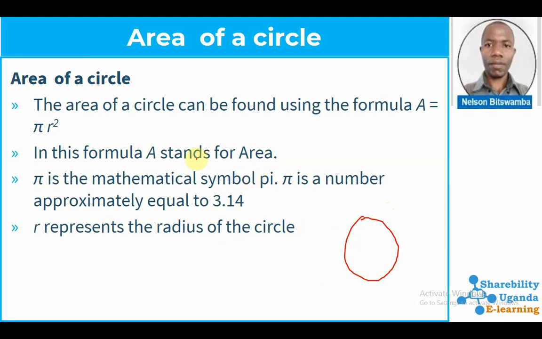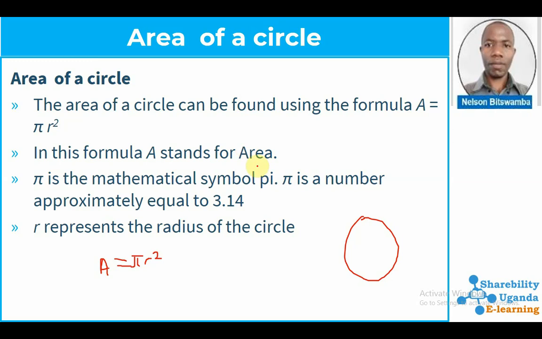So we have to apply a formula to find the area of this circle. In this formula, we shall be using pi r squared, as you see I'm writing it here. Area is equal to pi r squared. So in this formula, our A stands for the area.